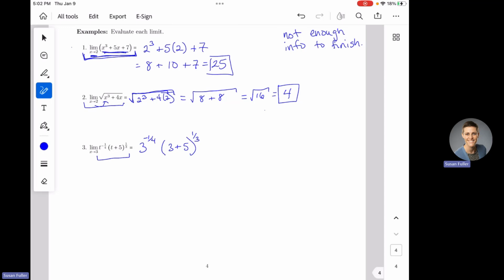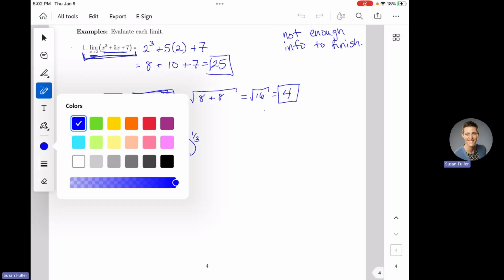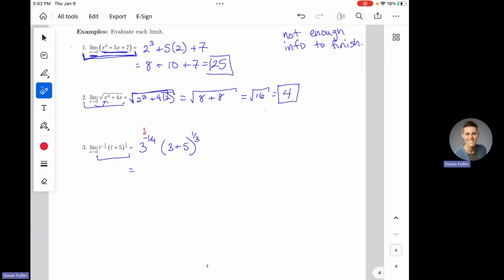So let's say this was one of those problems and I can't just put this in my calculator and give it a decimal. Now we have to actually figure out what exponents do and remember how to do all of this. Okay, 3 to the negative 1/4. What does a negative exponent do? What is that negative going to do here?